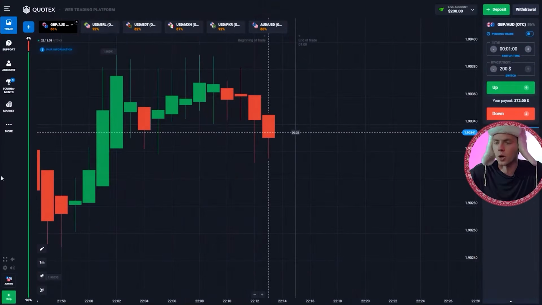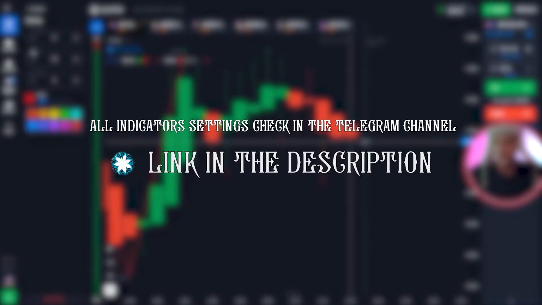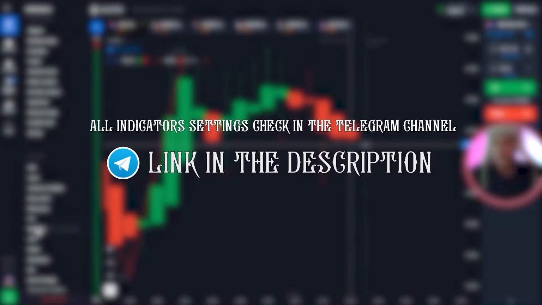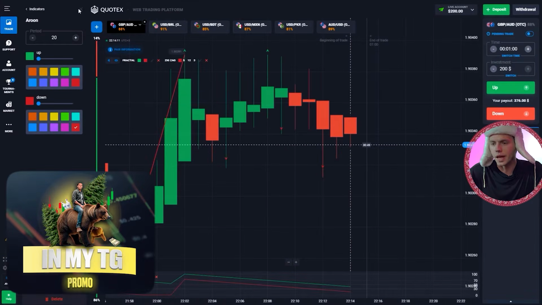So right now what I will do is set up the workspace. Let's choose the indicators first. Okay, here we have fractal, zigzag, Aroon, yeah, very good.